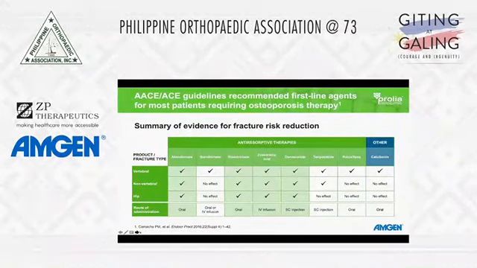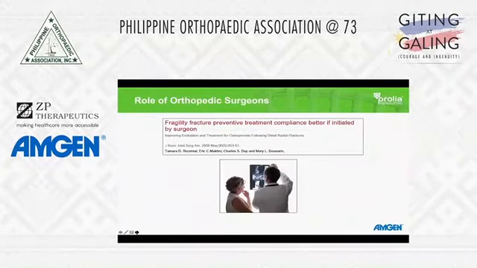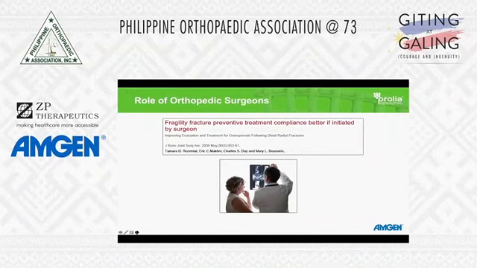This slide is just to highlight that denosumab is effective against all forms, including vertebral, non-vertebral, and hip fractures, with the convenient dosing of a subcutaneous injection given twice yearly. So please don't underestimate the role of orthopedic surgeons, as shown by this study, which shows that fragility fracture preventive treatment compliance is better if initiated by the surgeon themselves.